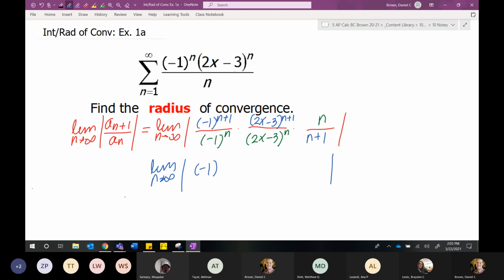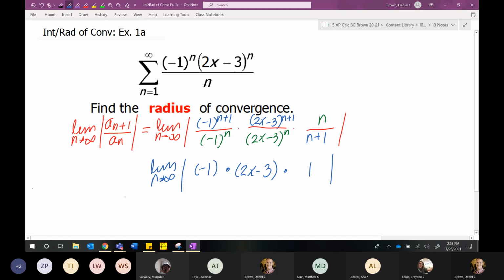Looking at the second fraction, 2x minus 3 to the n plus 1 over 2x minus 3 to the n, what's going to be left over after simplifying? 2x minus 3 to the first, but 2x minus 3 times n over n plus 1. n is going to infinity, so what is that going to become? 1.